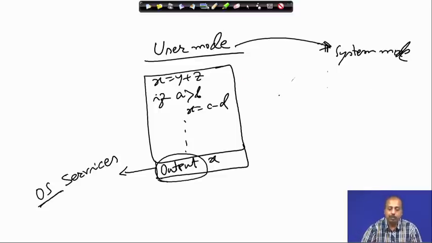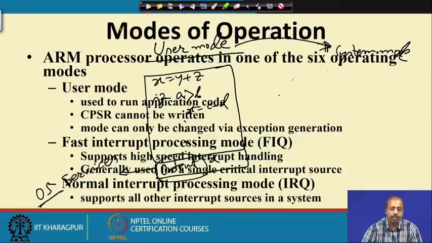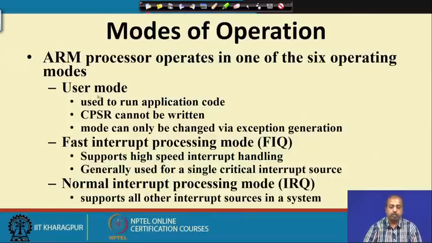Okay. So, apart from that there are other modes as well, like we can have this user mode to run application code. This user mode is restricted in the sense that you cannot modify the CPSR register. Okay. So, that will be affected only by the arithmetic logic operations, but you cannot modify it by program instructions, and we can change the mode only via some exception generation.